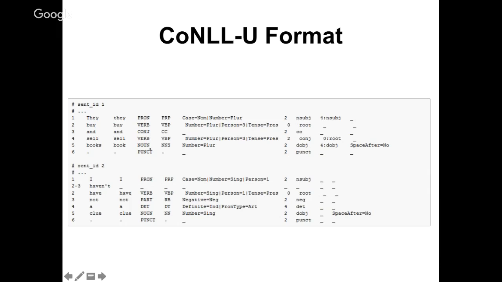And then this means that buy is the root of the tree. It depends on the number 0, while all the other tokens, all the other nodes in the tree, depend on the node which is assigned ID number 2. So this means that they, sell, books and the final dot all depend on the node number 2, which is the node for buy. And then you have the dependency relations, nominal subject, conjunct, direct object, and so on. I will not enter the details here.